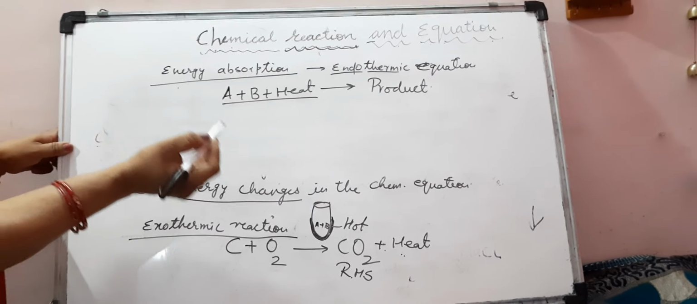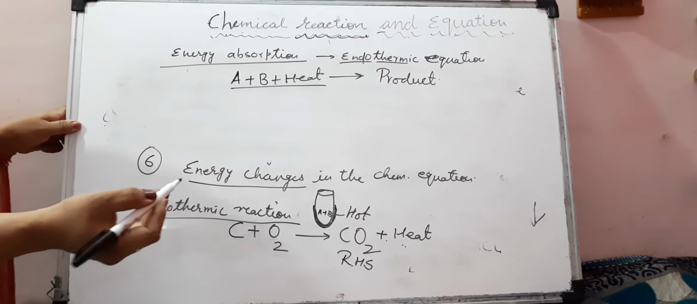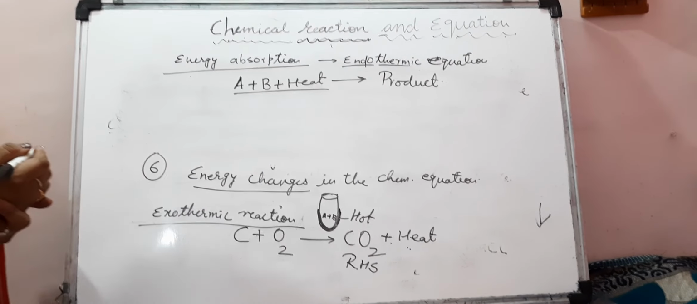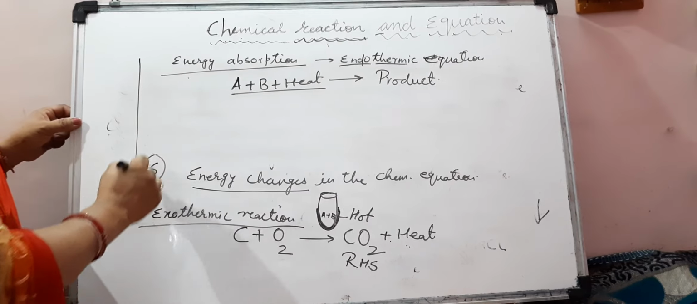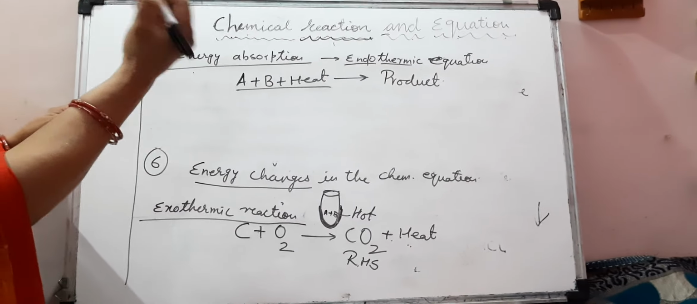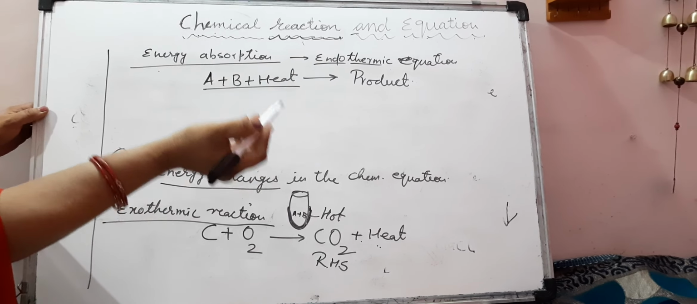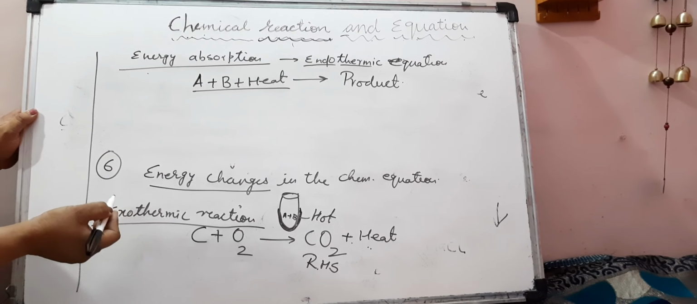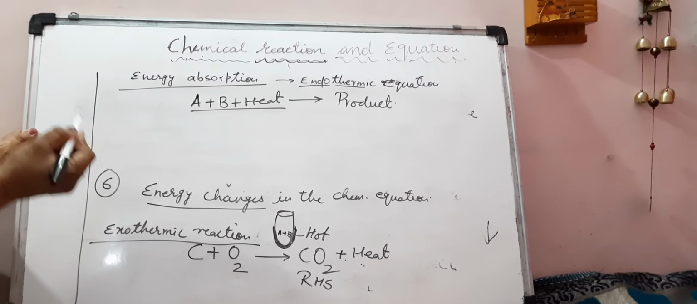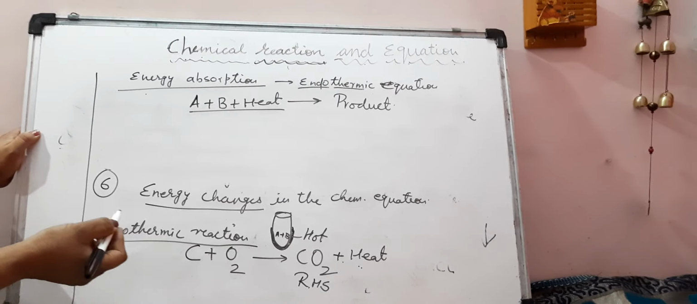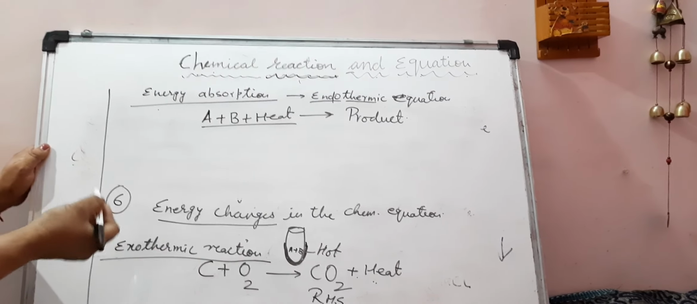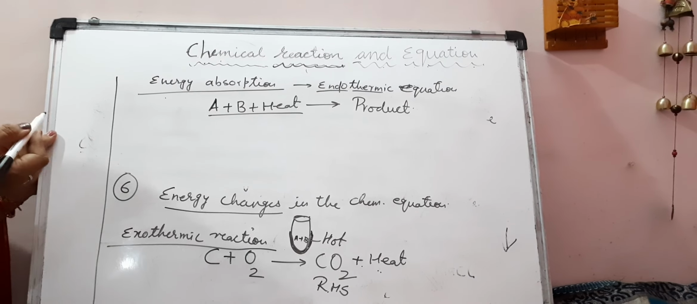So students, these are all the rules which we have done today. I hope that you have understood what a chemical reaction is, what a chemical equation is, and how a chemical equation is written, and what rules are followed while writing a chemical equation. In my next class, I will tell you how to balance a chemical equation.